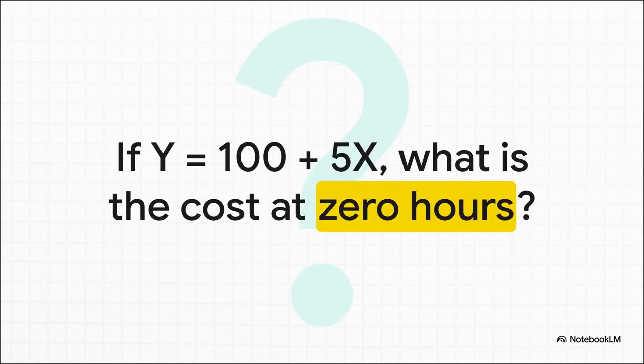To wrap this explainer up, I want to leave you with a question. If a company's cost function is y equals 100 plus 5x, where x is labor hours, what is the estimated production cost at exactly 0 labor hours? I'll let you chew on that fixed cost intercept for a bit, and think about how recognizing these patterns instantly transforms you into a master of the MAS exam.